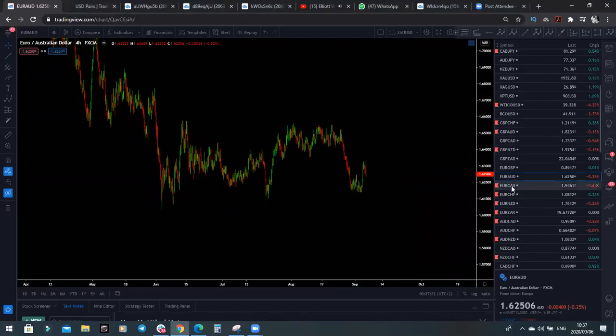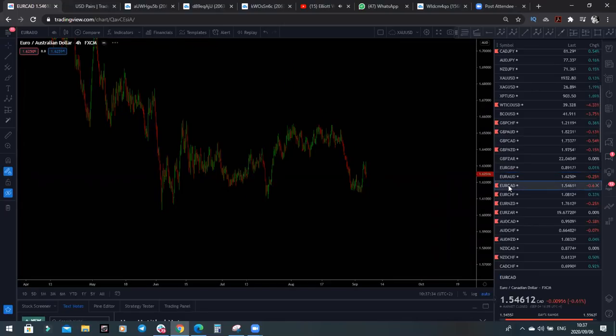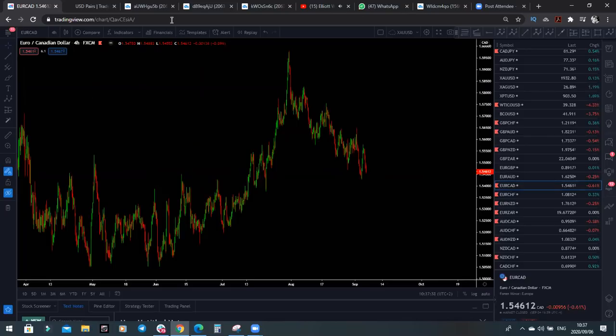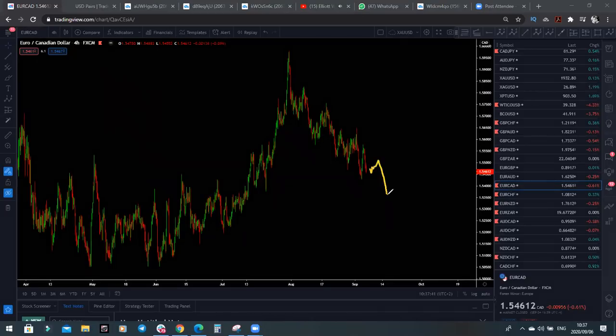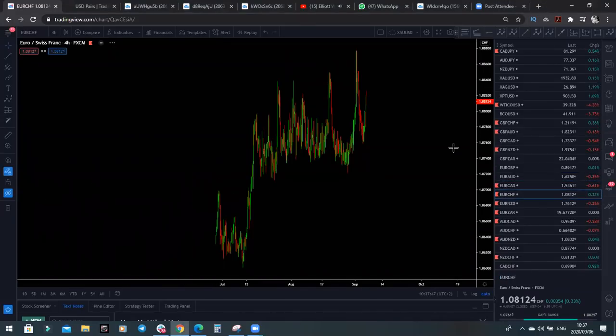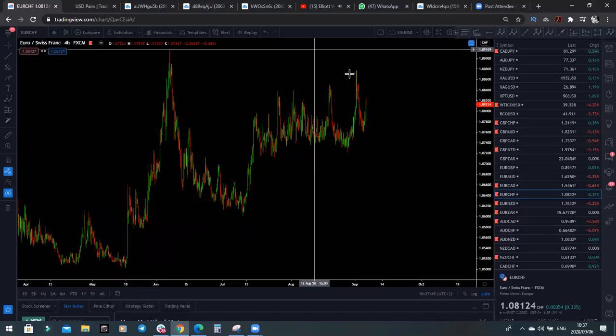EURCAD. EURCAD continuation to the downside. So this is the one that I started with in the beginning. So just look for continuation to the downside. Now you know why we're looking for downside on EURCAD. EURCHF. EURCHF is a bit different to the rest of the euros.